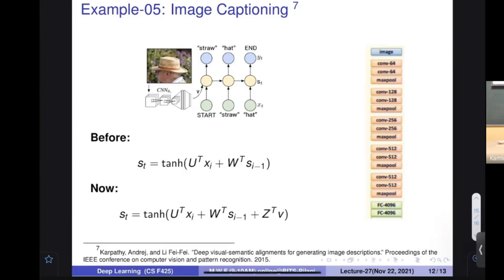Now let me talk about a very important application, an innovative use of RNNs. Somebody actually applied it, and this was at a very top conference, CVPR. You know that Karpathy and Fei-Fei are top researchers in the computer science and computer vision domain. Their paper, Deep Visual-Semantic Alignments for Generating Image Descriptions, was published in CVPR in 2015.